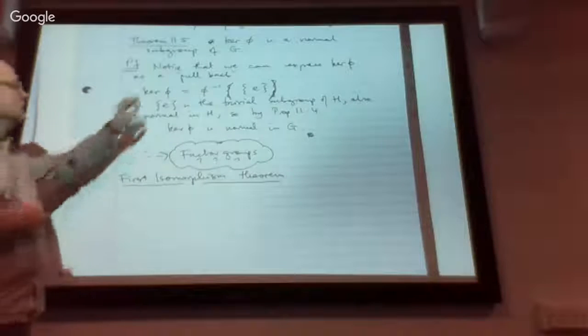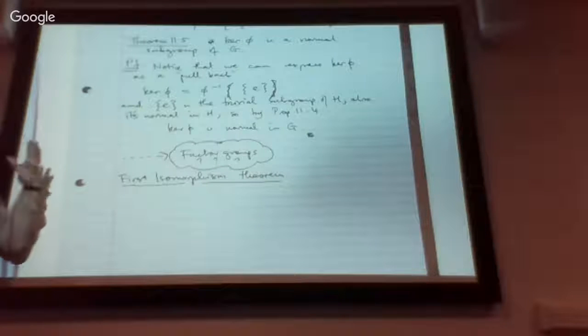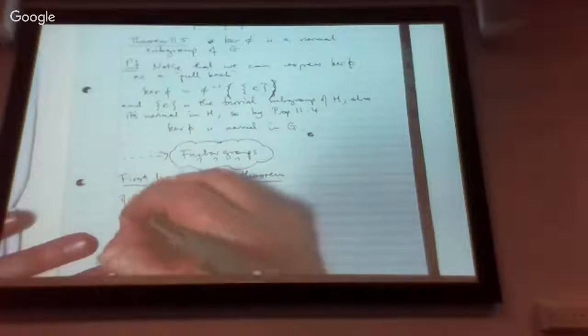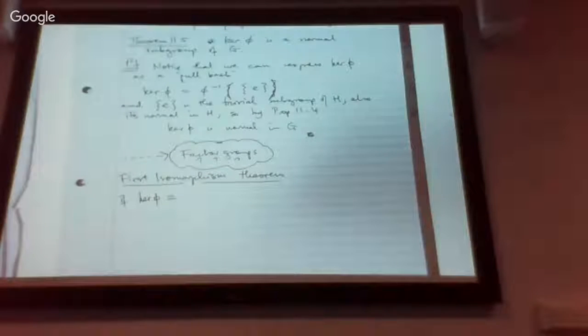If the kernel is small, it means we're not losing that much information when we apply the homomorphism. But if the kernel is large, a large subgroup of G, that means you're pushing an awful lot of stuff and collapsing it down onto the identity element in H, so you're losing a lot of information. You could spend ages talking about this. Let's do it: how small could the kernel be? What would be the smallest possibility for the kernel?